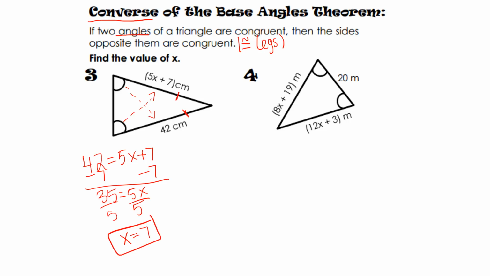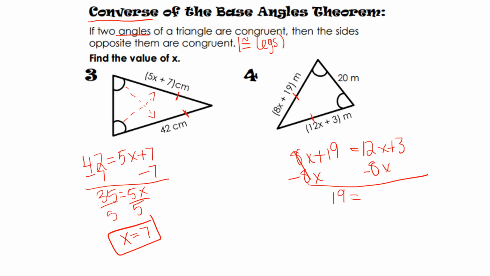So now what they're saying on number 4 is that this side is congruent to this side. So now let's set up that equation. 8x plus 19 is equal to 12x plus 3. Subtract 8x from both sides. Cancel out our 8x's. We get 19 is equal to 4x plus 3. Subtract 3 from both sides. 19 minus 3 is 16 is equal to 4x. Divide both by 4. We get x is equal to 4.